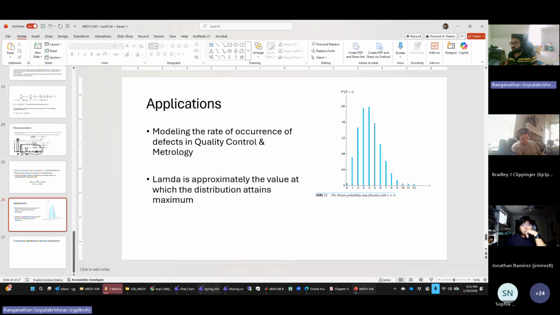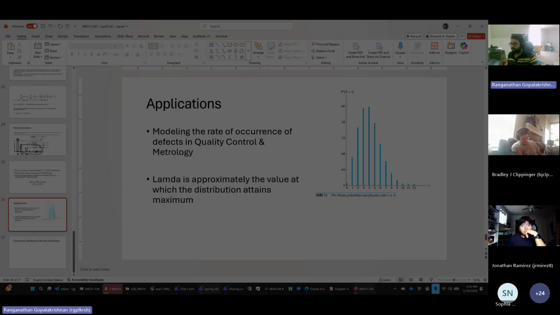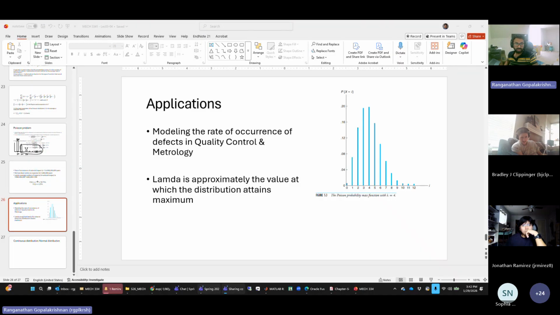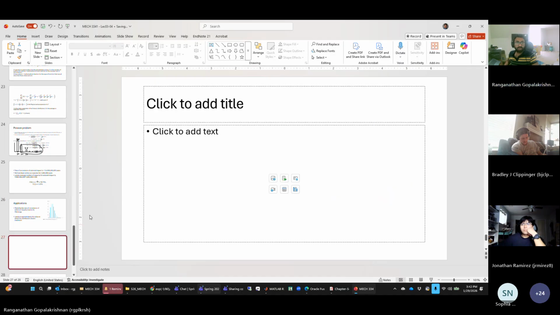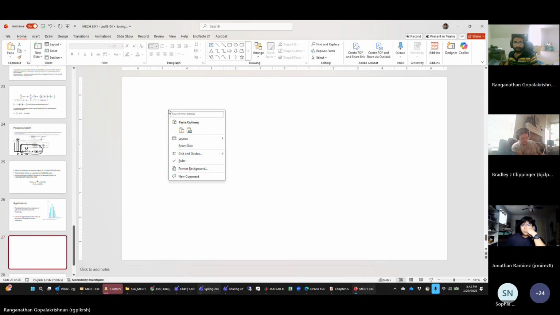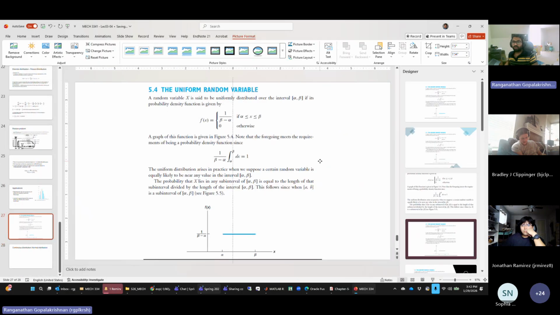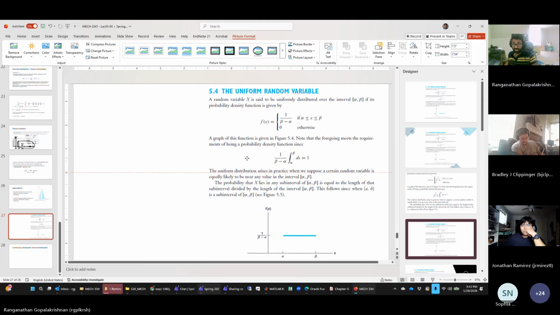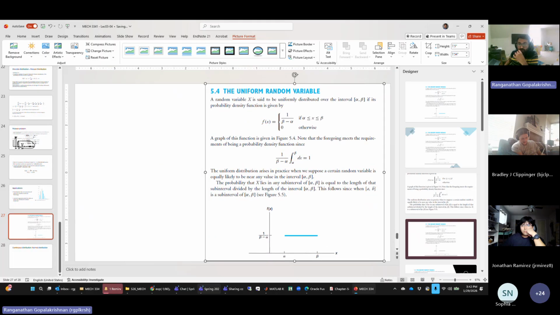Let's talk about this very simple looking distribution called the uniform distribution. The uniform random variable is a distribution where the chance of any number in that interval occurring is the same. It's uniform, it's just 1 over the width of the interval.